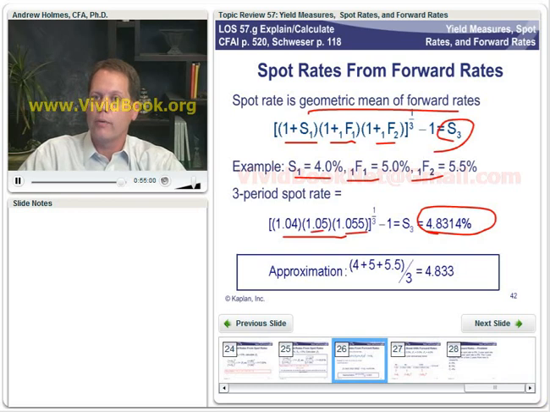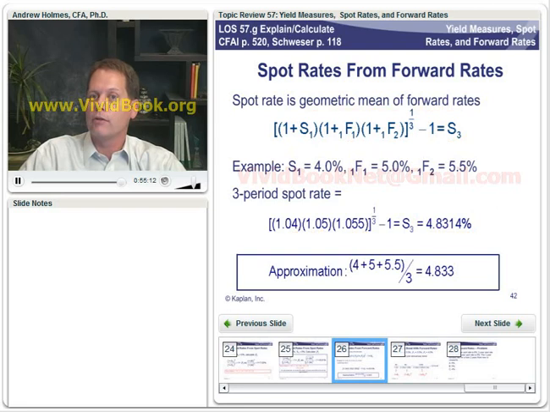So this one we'd have to, of course, end up cubing it, right? So we discount it back 3 years at that rate. We're going to get the same answer either way. What about the approximation? 4 plus 5 plus 5.5. Take the average, because there's 3 of them. Well, that's 4.833. Once again, you see that the approximation does a pretty good job here, right?